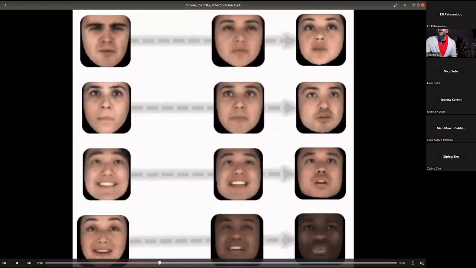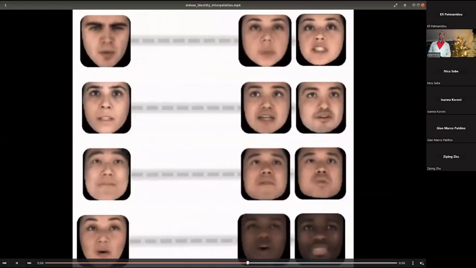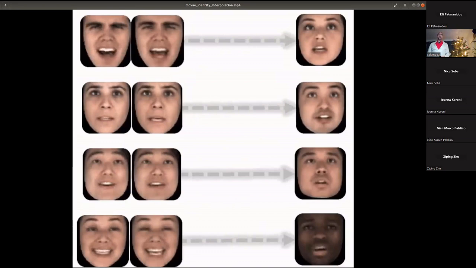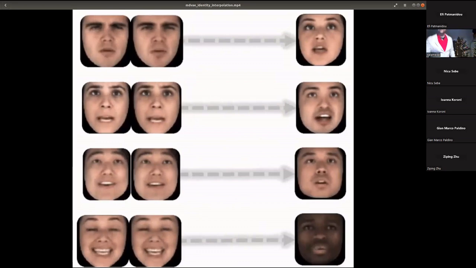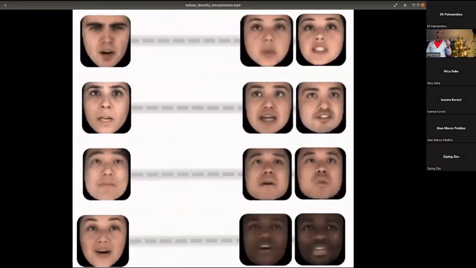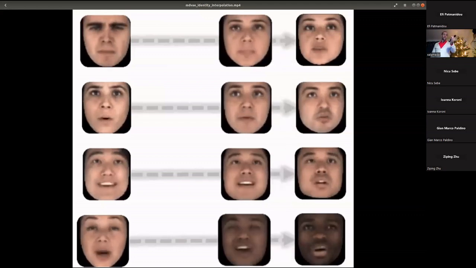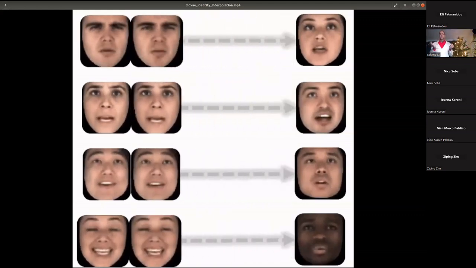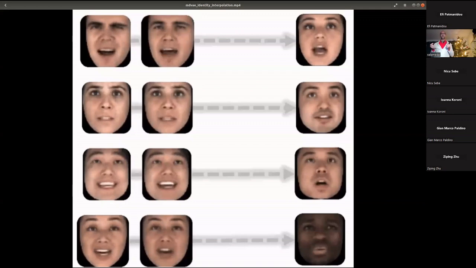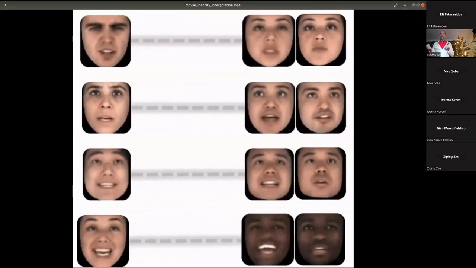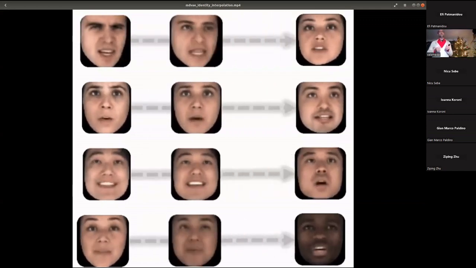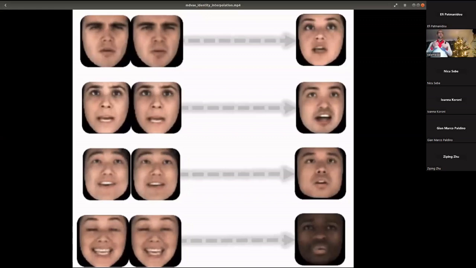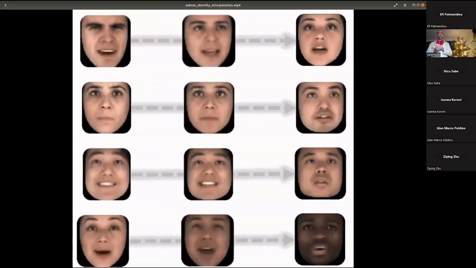In this video, what we are basically showing is that if we extract the W from the left sequence and the W from the right sequence, then we can interpolate in between these two W's, right? And then generate whatever sequence corresponds to this interpolated W, right?